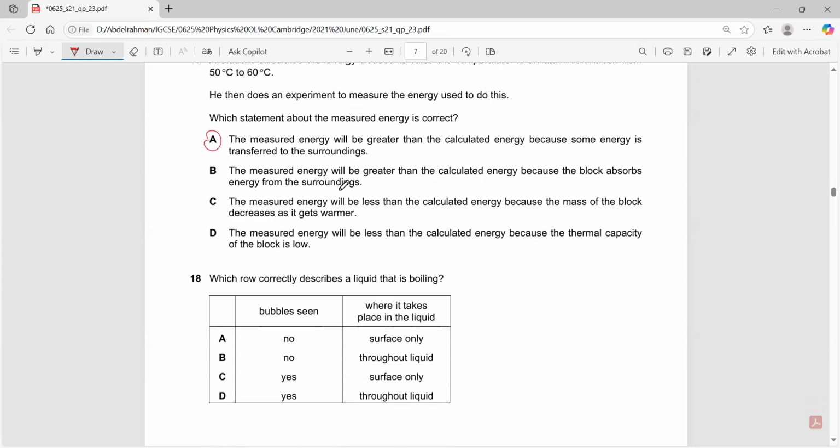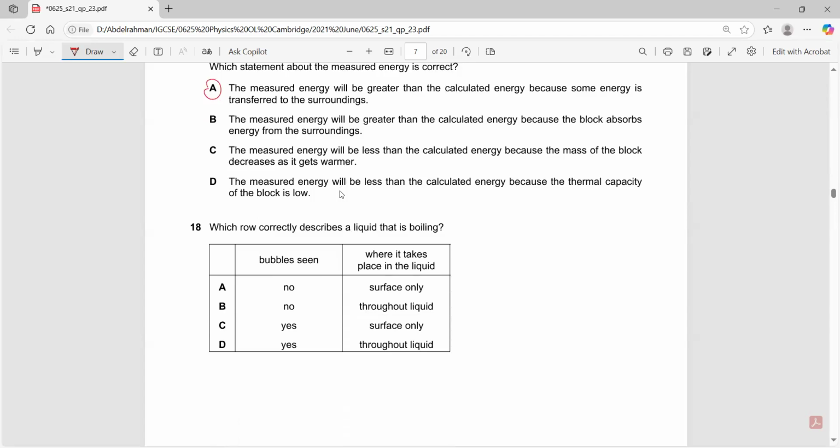Which row correctly describes a liquid that is boiling? Do we see bubbles? Yes, we do. Where it takes place throughout the whole liquid.